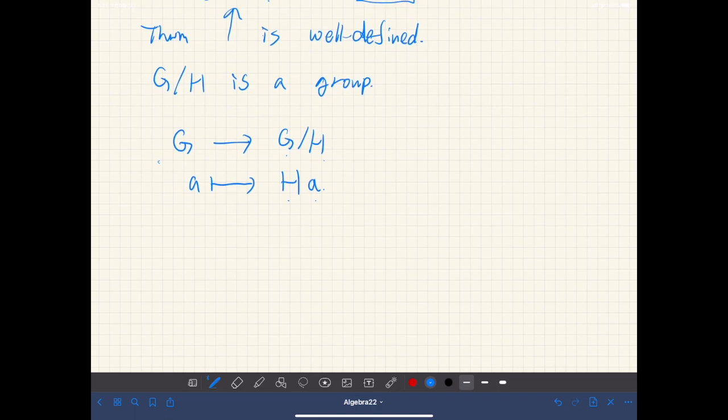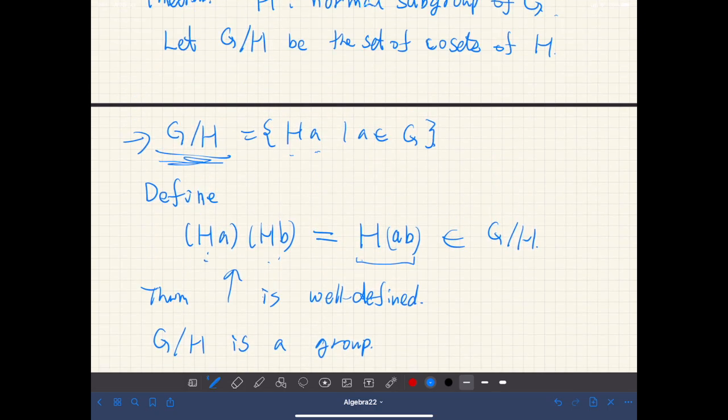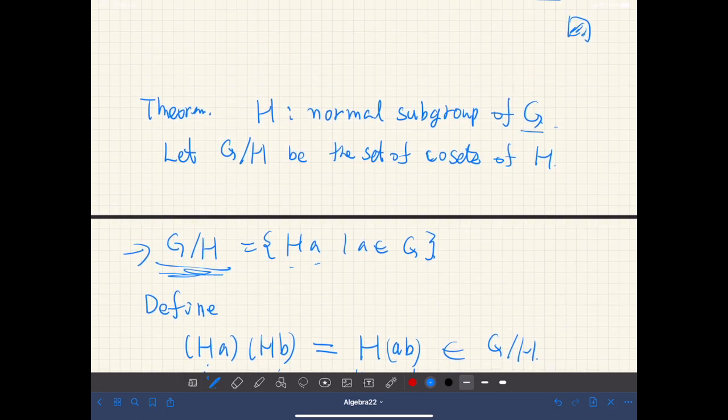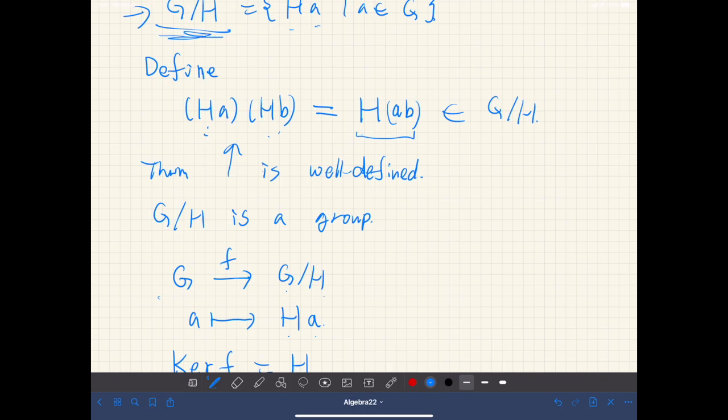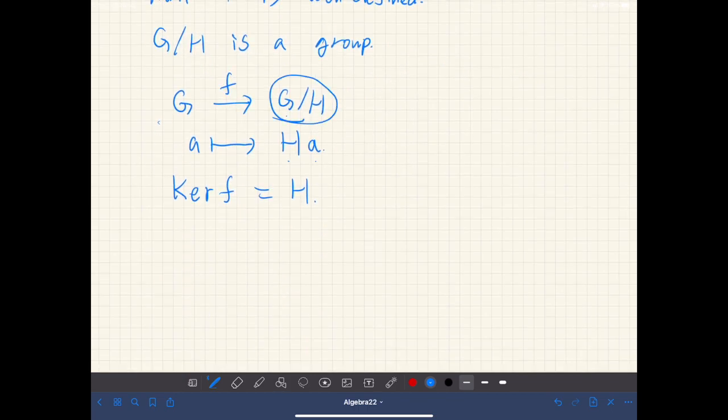Let's call this mapping F. Then the kernel of this mapping F is actually H itself. So in this way, given a group and its normal subgroup, we can define another group G by H and the mapping with the kernel being the given normal subgroup, as we have motivated at the beginning of this lecture.